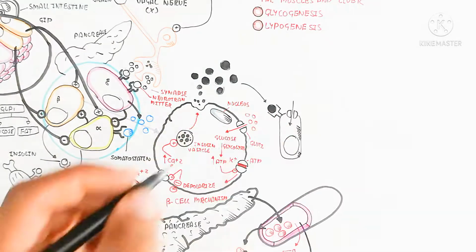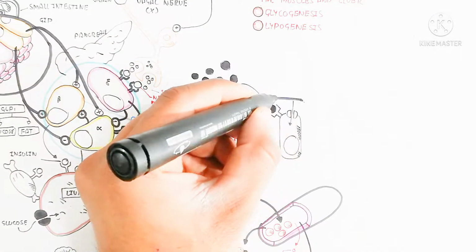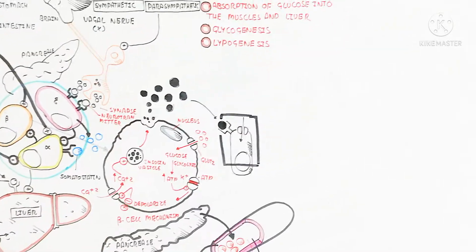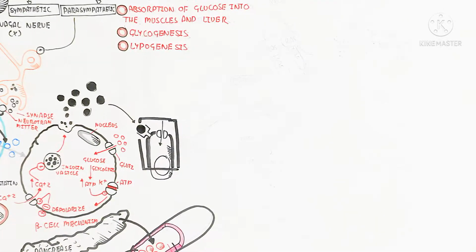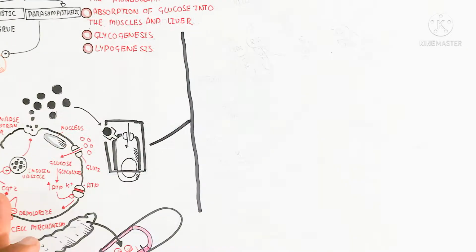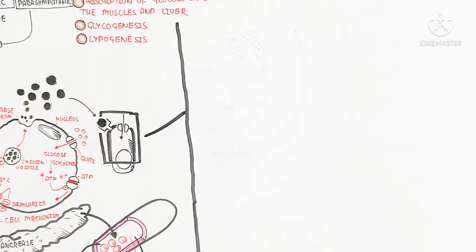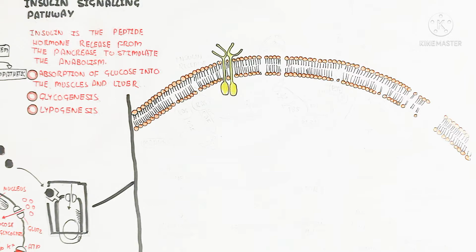So after this binding, the glucose will move inside. So let's begin to understand the whole process in the molecular biology. So we will discuss the signaling pathway. Let's begin. Here I am drawing the plasma membrane with the insulin receptor. This insulin receptor will bind with two molecules of insulin to change conformation.